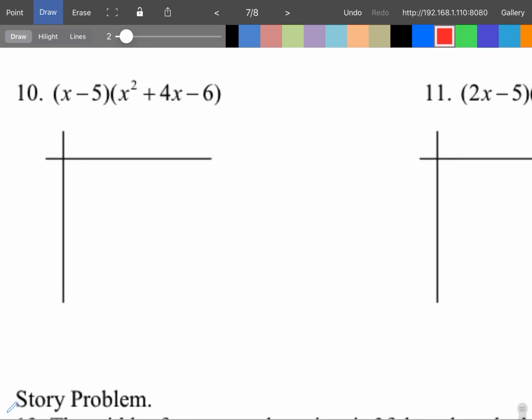all right, we're still going to distribute twice, but we've got to distribute this x onto all three of these terms. And then we've got to distribute the -5 onto all three of these terms.